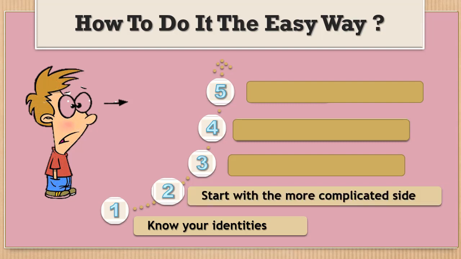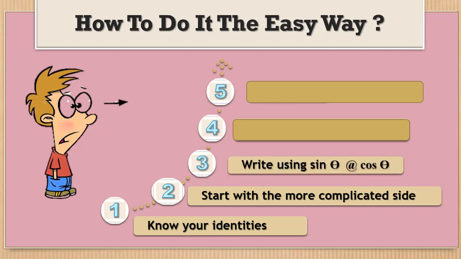Another good tip is always start with the more complicated side. Usually, we have a simpler time cancelling things out or making things simpler, so the more complicated side is usually easier to do that way. You can also write things using sine and cosine. This will help us to figure out any relationship that we might see. Using only sine and cosine can also reveal things that need to be cancelled out or simplified.